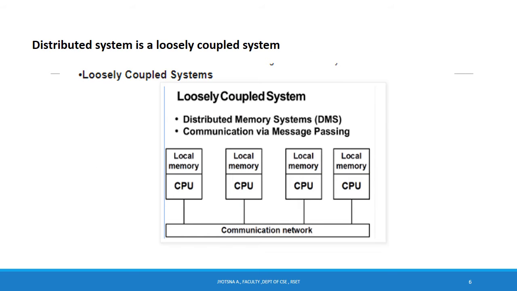Distributed system is a loosely coupled system. In distributed computing, several computers are involved, and the computers participating in the distributed computing process are independent computers, in the sense that the computers do not share common memory or common clock. They do not depend on each other. They are independent. They talk to each other through a communication network by means of message passing.